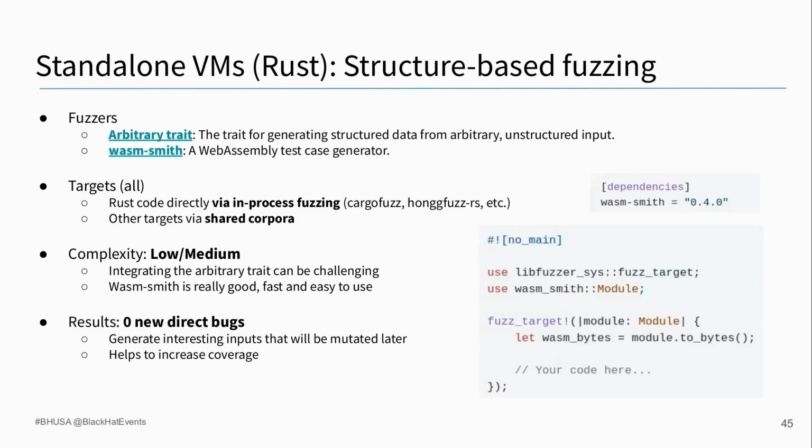So it was not that complicated. Again, you just need to do a bunch of Rust. In that case, the arbitrary trait can be a bit challenging, but that's OK. I found 0 new bugs directly using that. But the fact is, since the new inputs were generated and put directly in the corpora, I don't monitor exactly which input files actually triggered bugs after mutation. So I might have found some bugs using this technique, but I don't know. At least it increased the coverage, since I was filling my corpora with only valid, interesting WebAssembly modules.